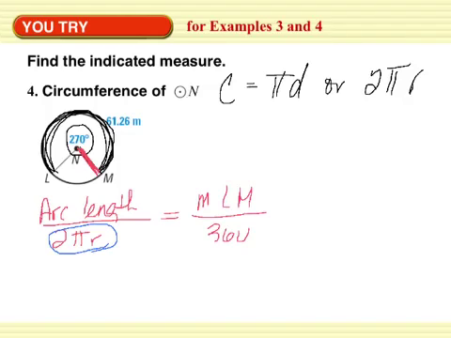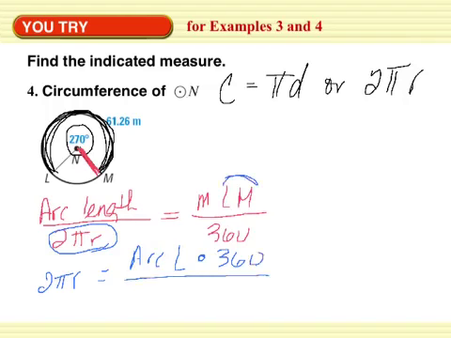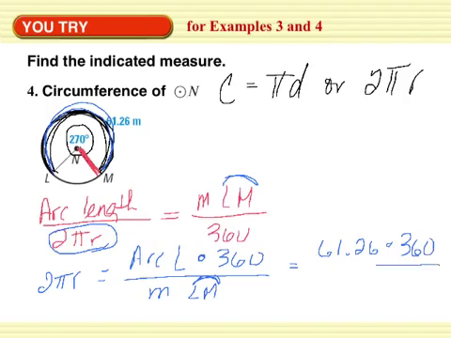We did this a few slides ago, and we got 2 pi r equals arc length times 360 over the measurement of LM in degrees, and that's the major arc. This is what we're talking about right here. Let's plug it all in. 61.26 times 360 over the measurement of the arc, which is 270 degrees.